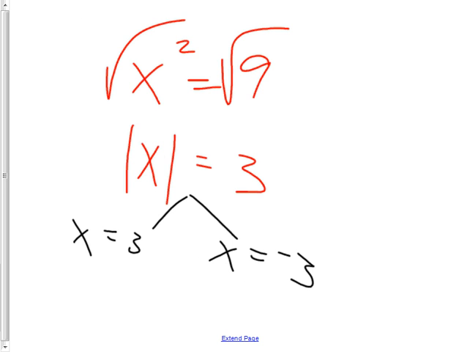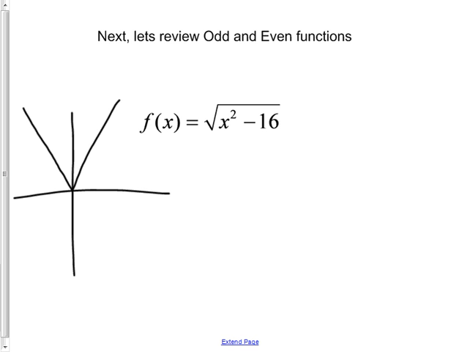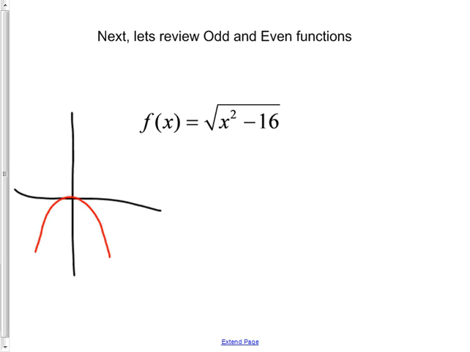Okay, so let's try another one. Odd and even was what I taught you yesterday. If I draw you a picture and I say, here's a function, is it odd or even? What would you say? That one's even. Okay, how about this function? Odd or even? Even, because it has symmetry across this axis here.